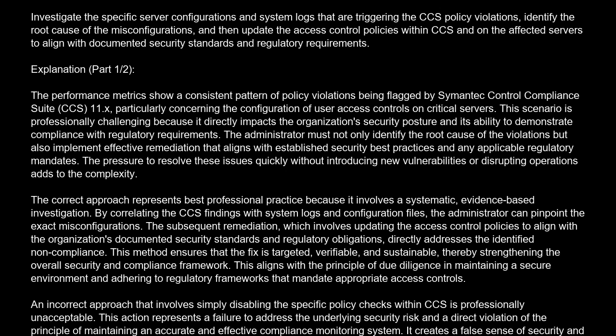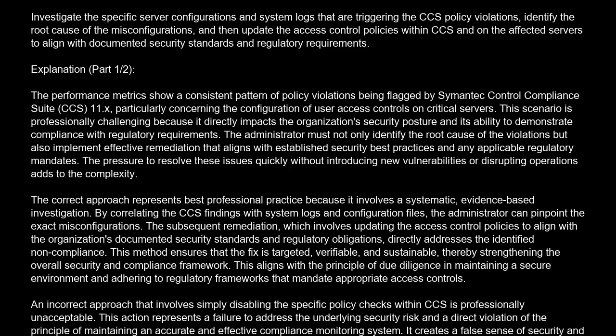Explanation. The performance metrics show a consistent pattern of policy violations being flagged by Symantec Control Compliance Suite, CCS 11.x, particularly concerning the configuration of user access controls on critical servers. This scenario is professionally challenging because it directly impacts the organization's security posture and its ability to demonstrate compliance with regulatory requirements. The administrator must not only identify the root cause of the violations, but also implement effective remediation that aligns with established security best practices and any applicable regulatory mandates. The pressure to resolve these issues quickly without introducing new vulnerabilities or disrupting operations adds to the complexity.